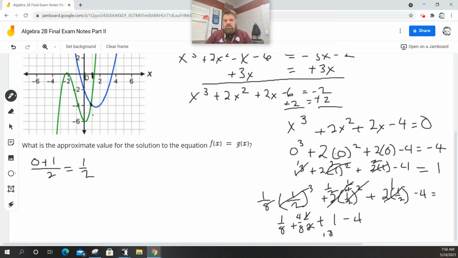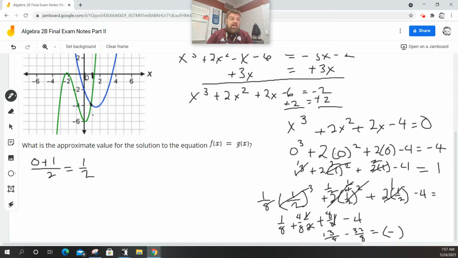5/8 plus 1 is 13/8, because 8/8 is 1. This becomes 8/8. So I've got 13/8 minus 4, which is really 32/8. 13 minus 32 still results in a negative value. Okay.